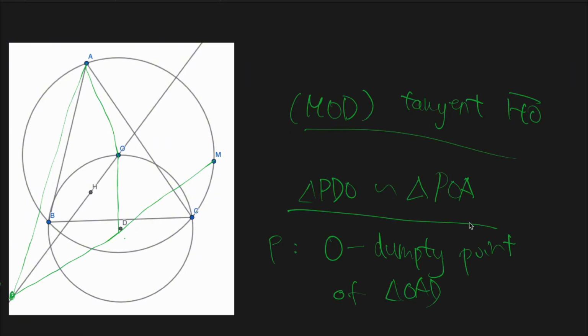And while we don't need to use much theory, we can recognize this, and something that will help us is that there's only one O-Dumpty point of OAD, which means that there only exists one point P in this entire plane such that PDO is equal to POA. So P is unique. And we want to show this unique point P lies on this line OH.